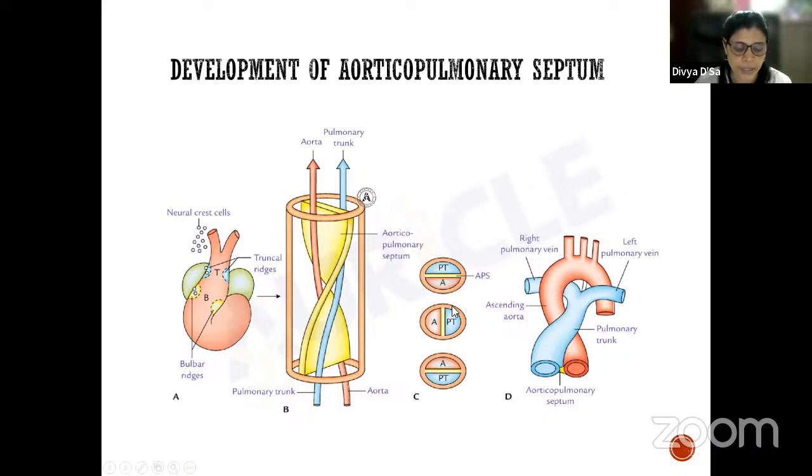In the middle part, the spiral septum will be in a sagittal plane, so the aorta and pulmonary trunk are side by side. The aorta is on the right side, whereas the pulmonary trunk goes to the left. Then in the upper part, the spiral septum again comes to lie in the coronal plane. Because of that, the aorta comes in front and the pulmonary trunk goes behind. So that is how the aorticopulmonary septum is formed.